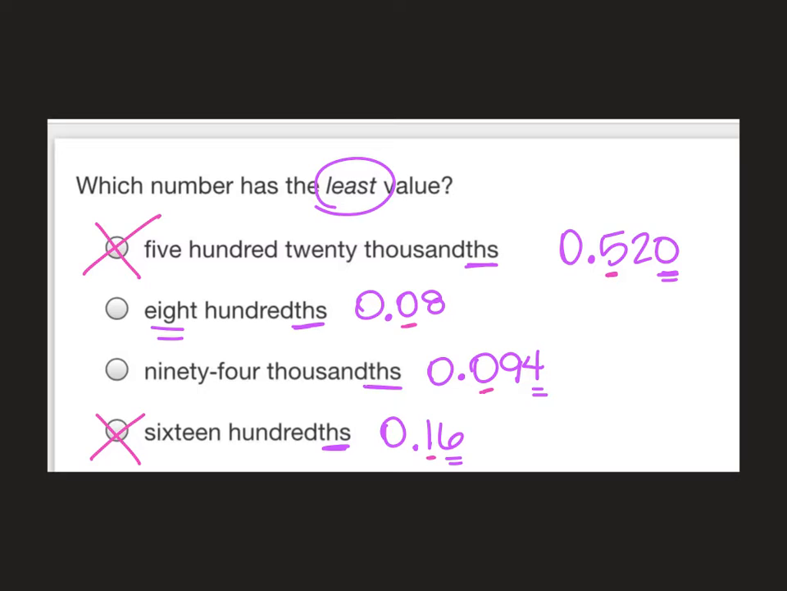All right, to figure out which one of these is going to be the least value, I have to now look at the hundredths place and compare the 8 and the 9. And I know that the 8 is the least, so that means that this choice 2 is our answer.